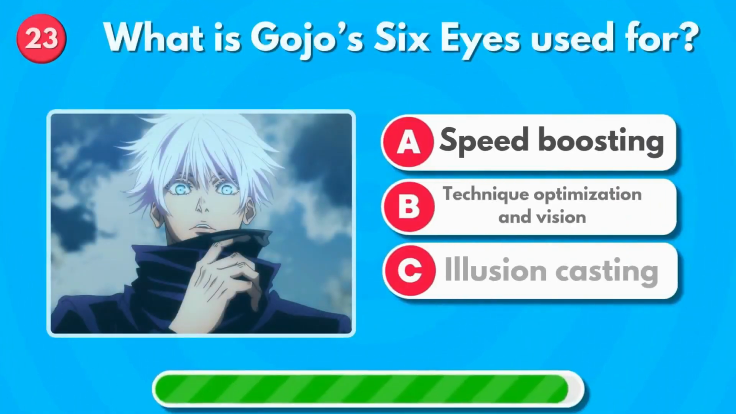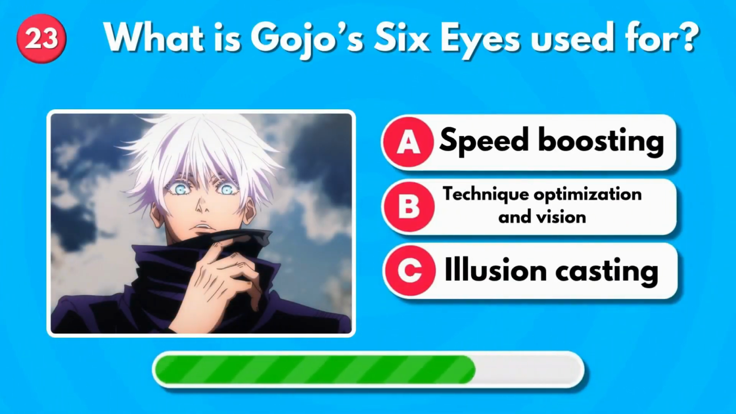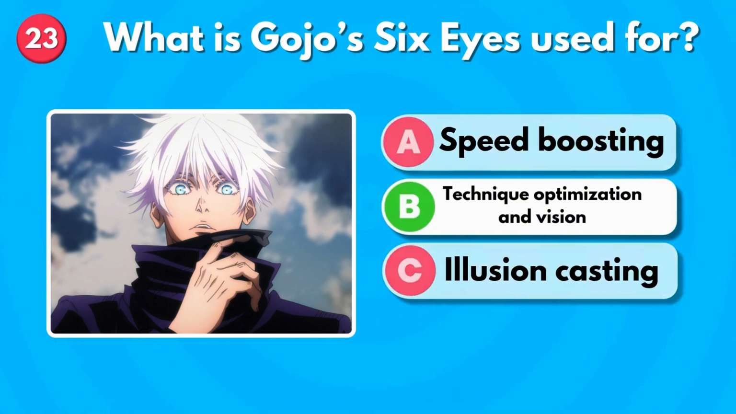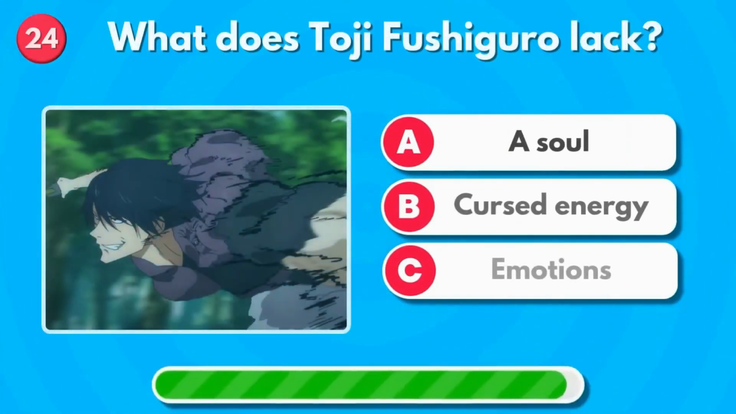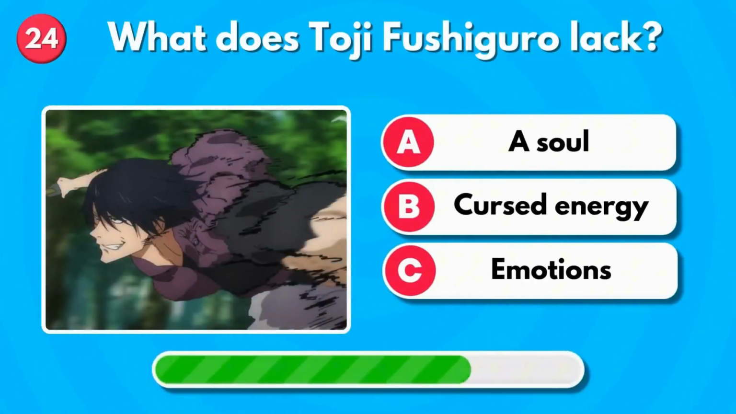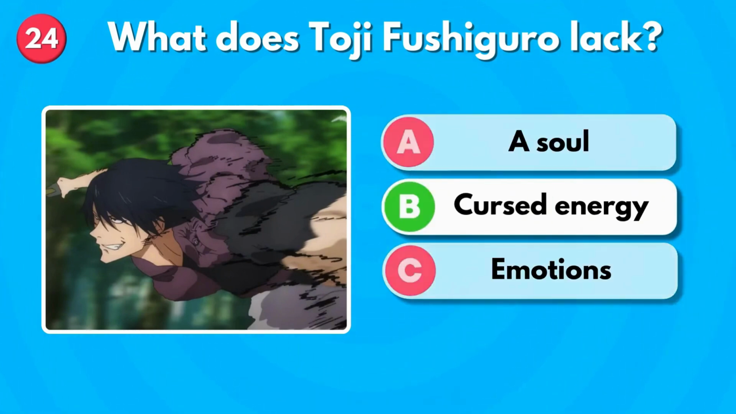What is Gojo's 6 eyes used for? Technique optimization and vision. What does Toji Fushiguro lack? Cursed energy?